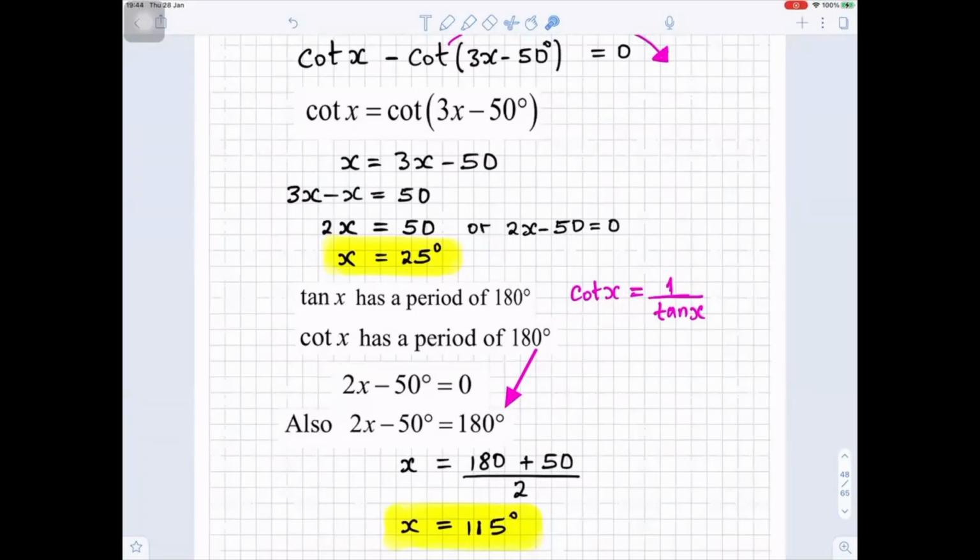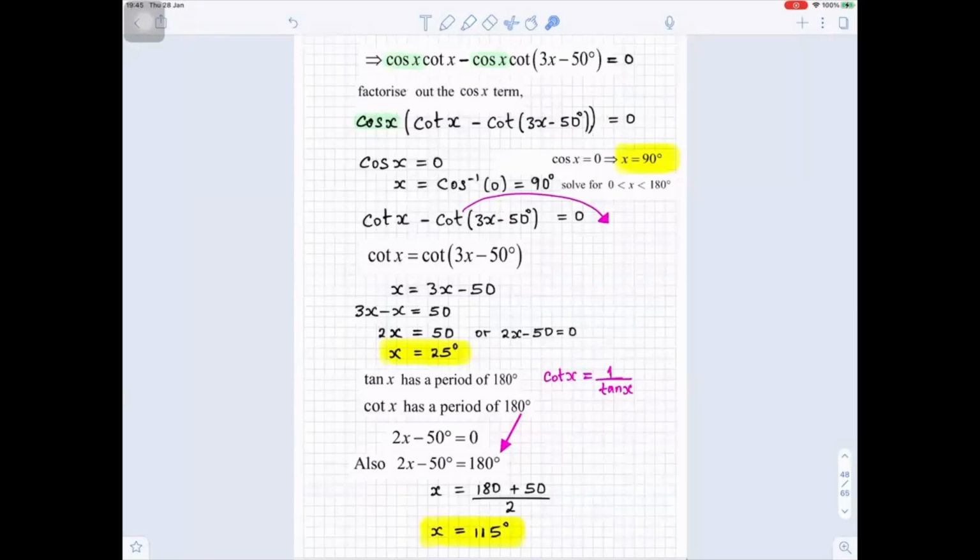Now, tan x has a period of 180 degrees. It repeats every 180 degrees. So cot x would have a period of 180 degrees. So if we can rearrange this to look like that, 2x minus 50, put the 50 on that side. 2x minus 50 is equal to 0. And because it repeats every 180 degrees, 2x minus 50 equals 180. So x would be 180 plus 50 over 2. It gives you 115 degrees.